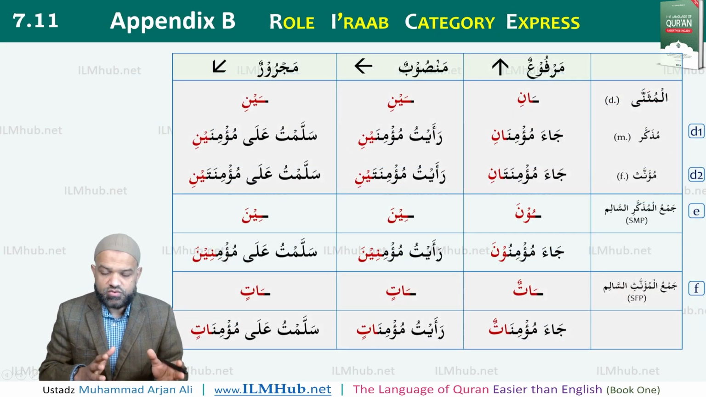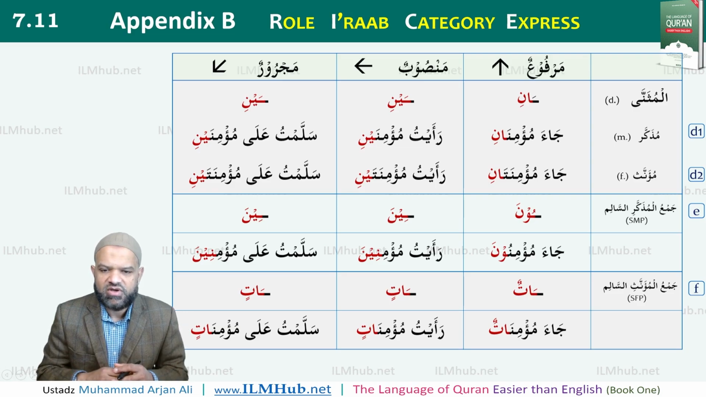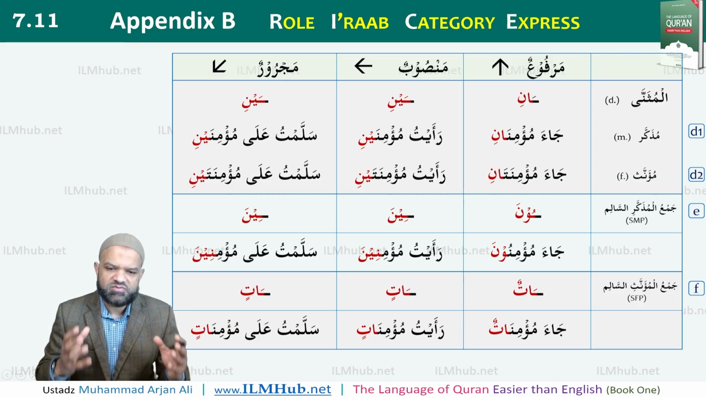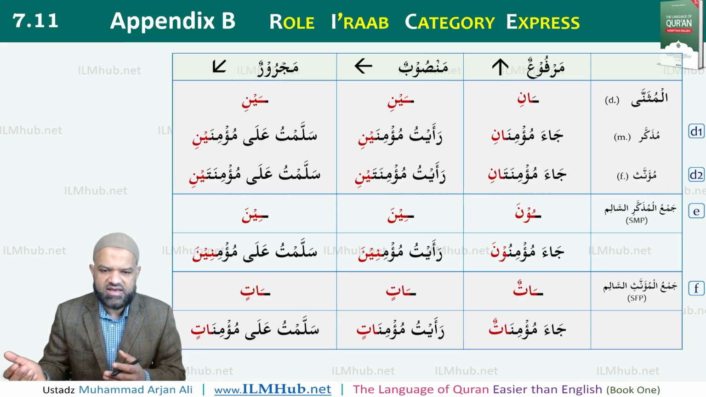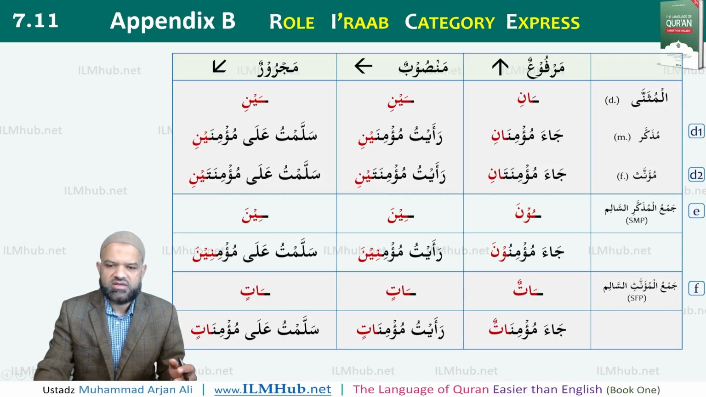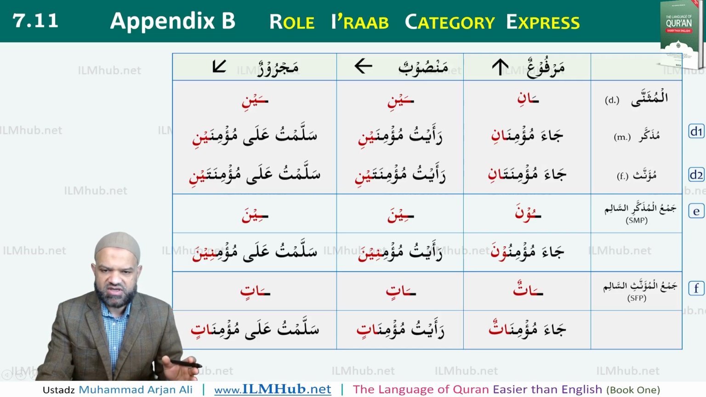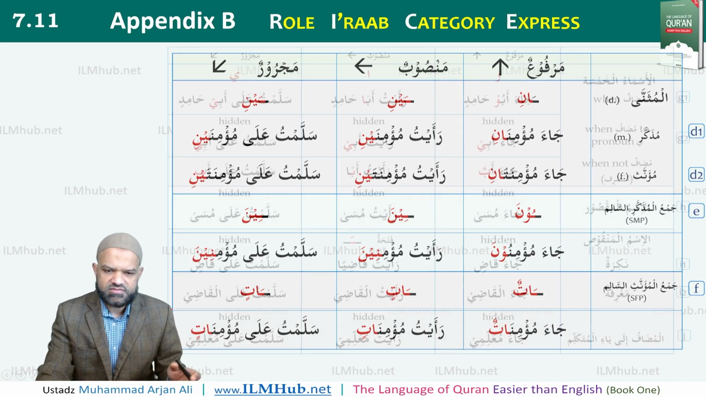Then we have our duals, which go in their own specific way. Then we also have our plurals, sound masculine plural and sound feminine plural. Again, you will be able to 100% grab this if you just memorize the Muslim table mentioned in lesson number 4. So we have ani, aini, aini, una, ina, ina, atun, atin, atin. And that's all you need to cover another very big bulk of the words that you are likely to come across. So these are your special categories: duals, sound masculine plurals, sound feminine plurals.